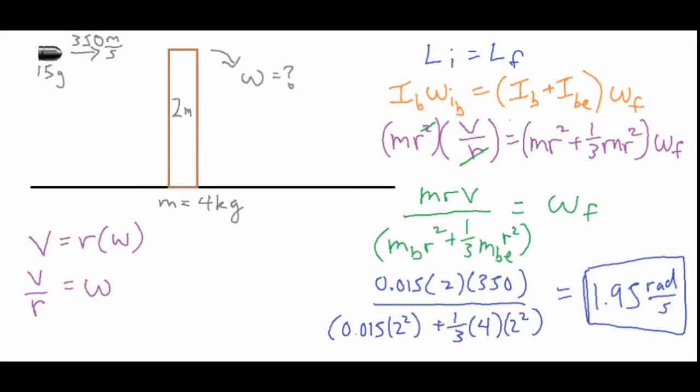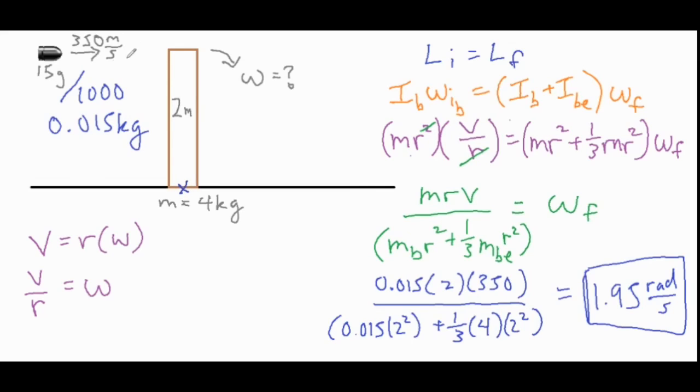All right, so I plugged in all my number values. I had one of the r's cancel out, so I basically had mrv of the bullet as my numerator, and I made sure I took my 15 grams and divided it by 1,000, making it 0.015 kilograms. And then after I did that, I took my r value of 2 because the beam is 2 and its pivot point is right there. So the whole length of the beam itself is the radius. That's where the 2 came from.